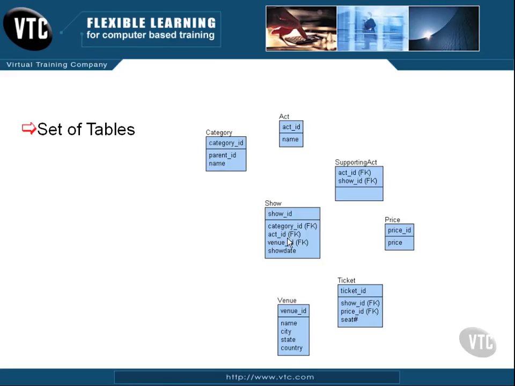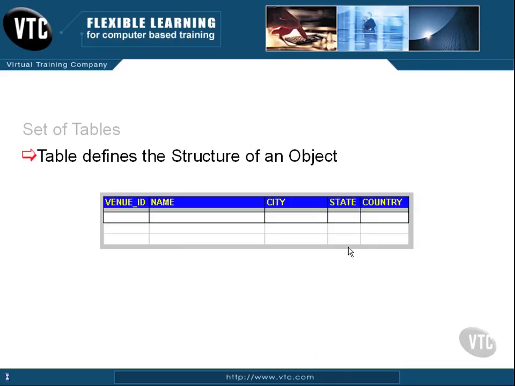So we have a show, we have a venue, and then we have the act, the category of the act, the tickets that are sold to the people who come to see the show at the venue. You have any supporting acts, and then the ticket prices. So what we actually have here is a bunch of tables or a pile of data that is unrelated. It's not connected, not yet.